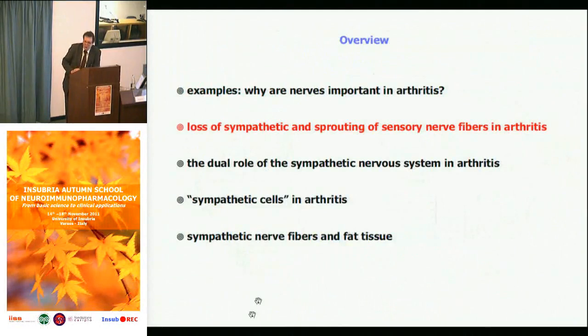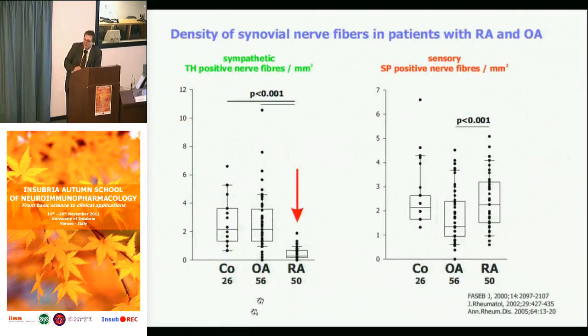So, we talk about loss of sympathetic nerve fibers. I have shown this slide already. I repeat it, but repetition is always good, particularly when you're not so familiar with the subjects. Again, in rheumatoid arthritis patients, the anti-inflammatory sympathetic nerve fibers have a much lower density in the synovial tissue. So this is in the joint tissue compared to the arthrosis patients and the controls, and it is opposite for sensory nerve fibers with substance P. And this is a clear shift into the direction of inflammation.